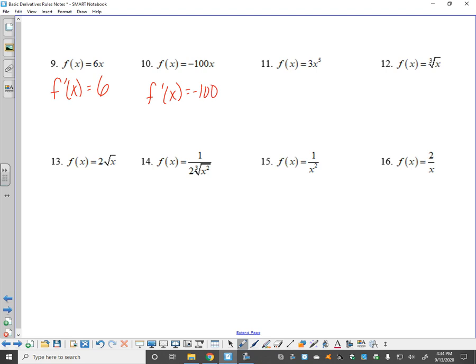I hope you've seen a trend in number 8 and number 9 and number 10. If you have a number times a plain x, the derivative is just the coefficient. The x just goes away. So just kind of start looking for that. Okay, number 11, f prime of x. I'm going to bring my power down front and subtract 1 from my power. Okay, so that's kind of all the easy ones.